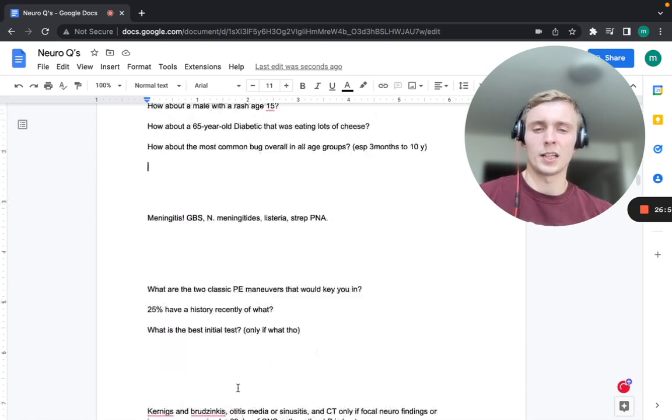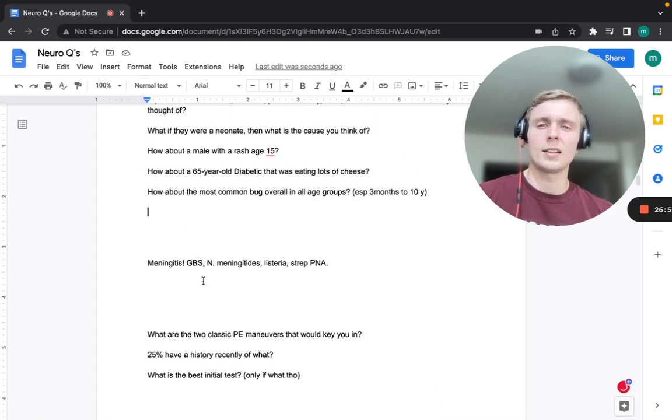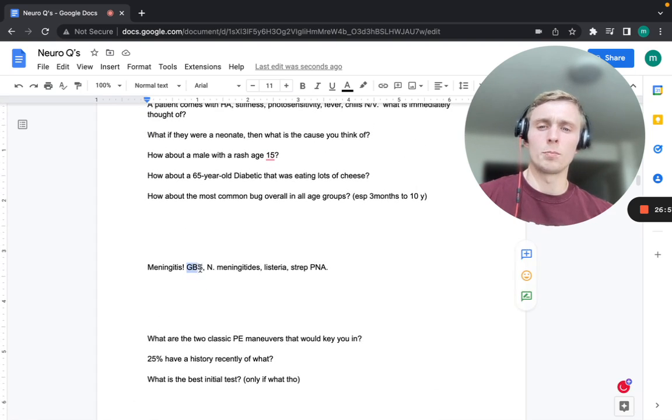So a lot to take in there. So meningitis, of course. And for neonate, you're going to be thinking of group B strep. It could also be stuff like Listeria as well as E. coli. But group B strep is the one you want to be thinking of for neonate.